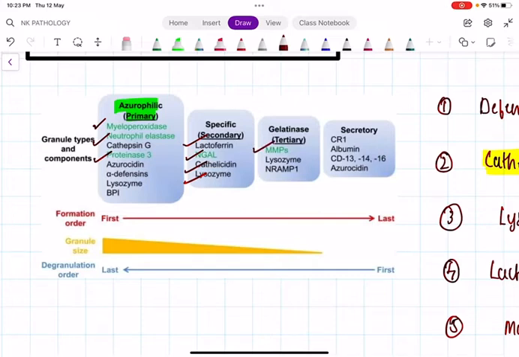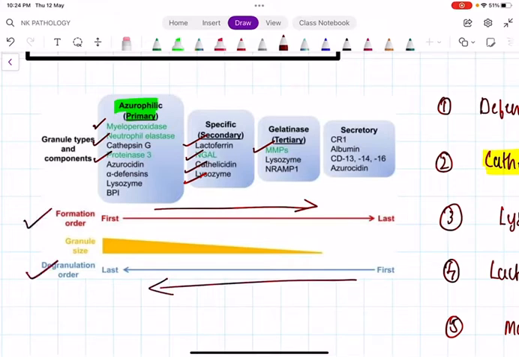This is how the formation occurs. This arrow indicates that first the primary granules will be formed, then secondary, then tertiary. But when the neutrophils undergo degranulation, the order will be in reverse. This is very, very important. So if they ask which of the following undergoes degranulation first, you can go for the answers: CR1, albumin, or in the options MMP. After that, you can go for cathelicidin, lactoferrin. Finally, you should go for myeloperoxidase, neutrophil elastase, and proteinase 3. Please go through this slide once again.